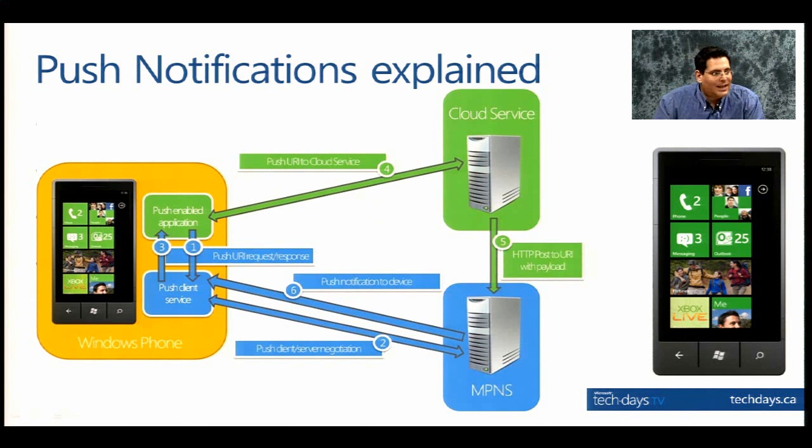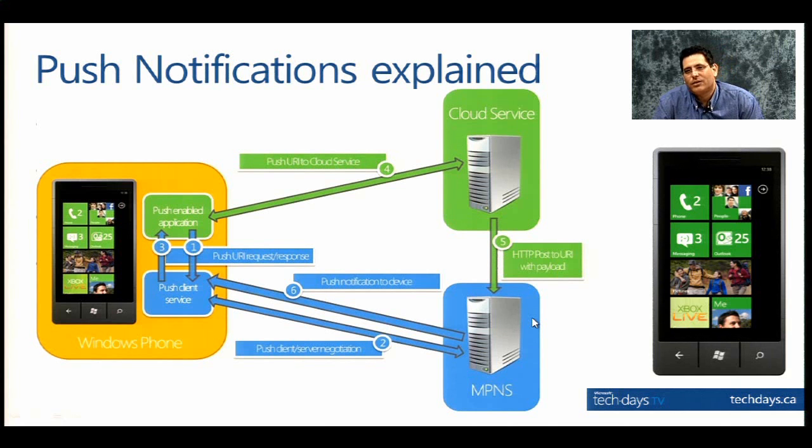Whenever that cloud service decides that there's something to send, it nagged and found something new, it will create a payload. And it will use that URI to reach the MPNS. The URI leads to the MPNS, not to the Windows Phone, for security reasons. It will call the MPNS, for security and availability reasons, and send the payload using that URI. And the MPNS will respond with its own message, an acknowledgement that the message has been received.